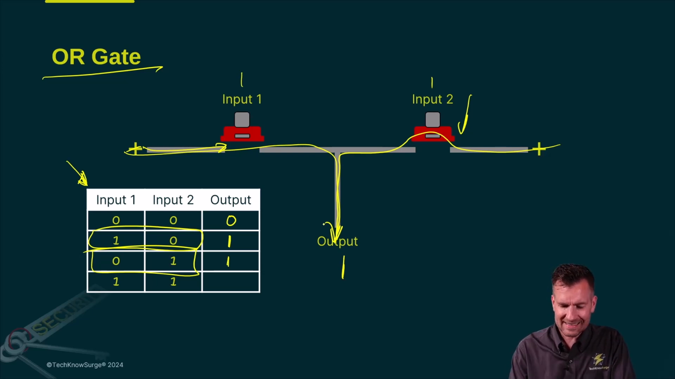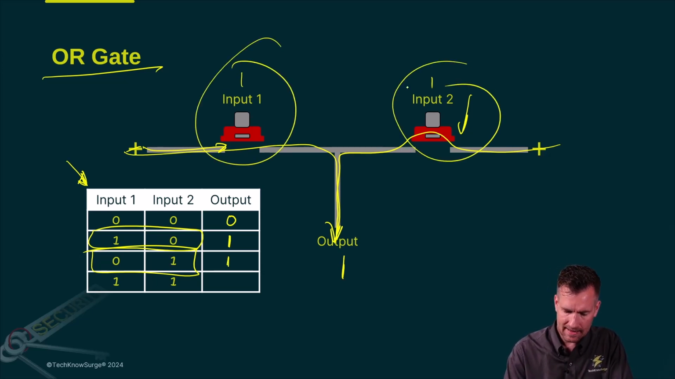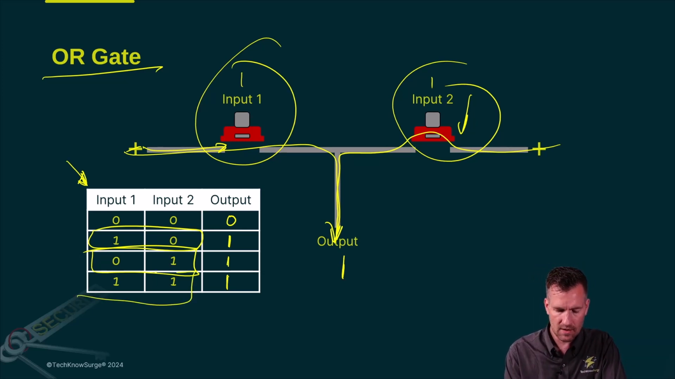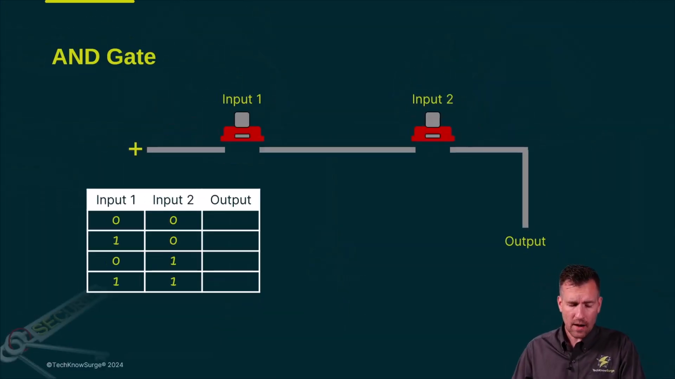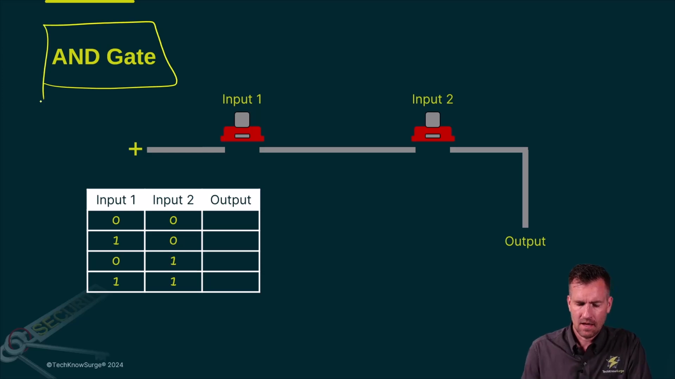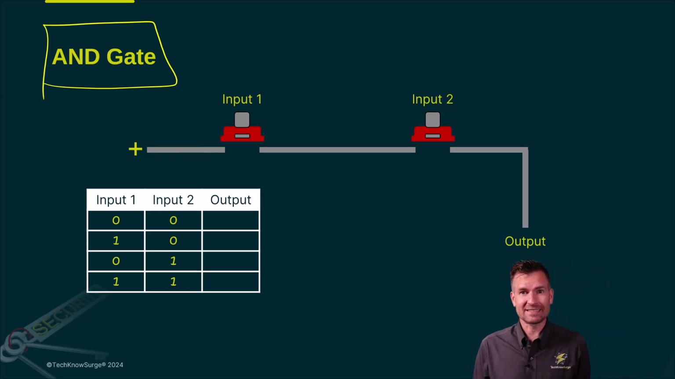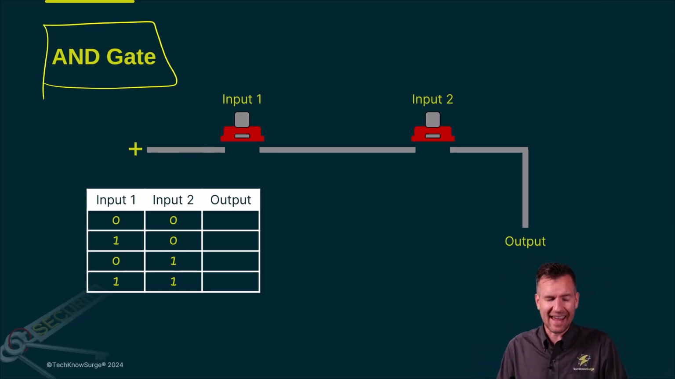So whether it's this side that's depressed or this side that's depressed or both, it's going to operate as 1. So there's the answer right there. Another one that we have is the AND gate. So let's go ahead and go through the same process here. Rather than me telling you what the answer is, go ahead and try to figure out this table.